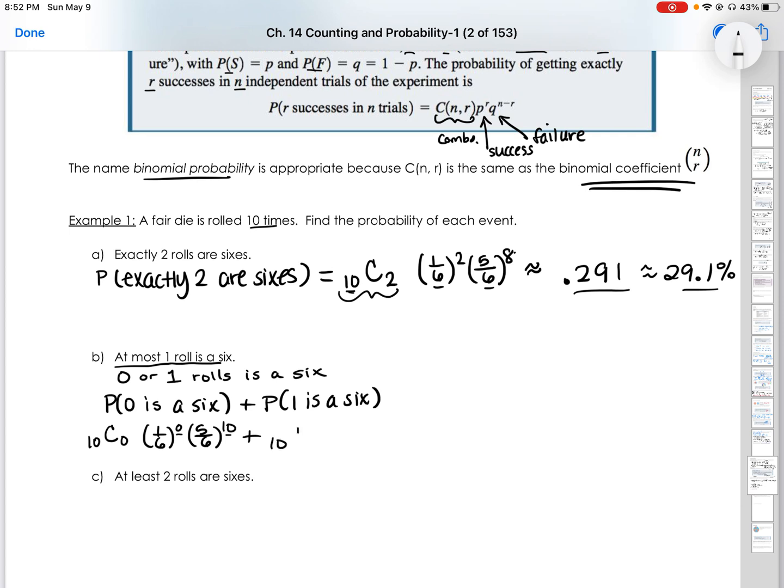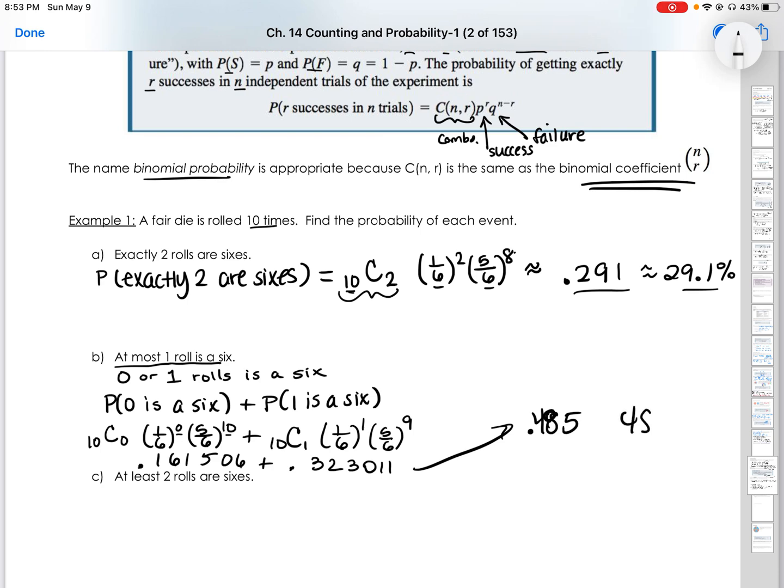Plus, of this we want 1 of them to occur. That's 1 out of 6. We want 1, and 5 out of 6 we want that to add to 10. So 1 plus 9 is 10. Again, calculator for this one. We're going to get about 0.161506. Let's give ourselves some extra decimals here. 0.323011. And then when we add that all together, it's going to give us about 0.485, or 48.5%.